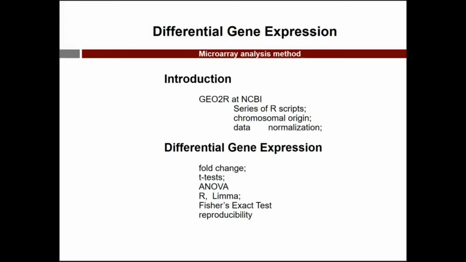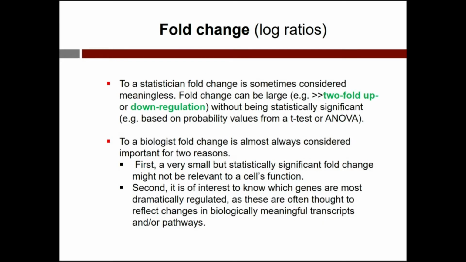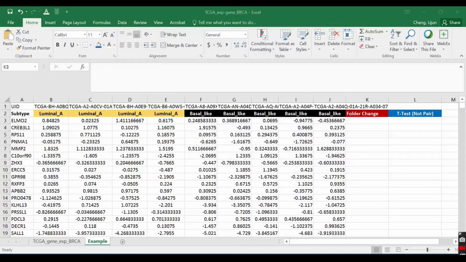Expression genes. For differential expression genes calculation, we often use the fold change, t-test, ANOVA, R limma, and the Fisher exact test. So what is a fold change? Fold change is to calculate the log ratios between the two different groups. We use the TCGA data as an example to show how to calculate the fold change and the t-test in Excel.